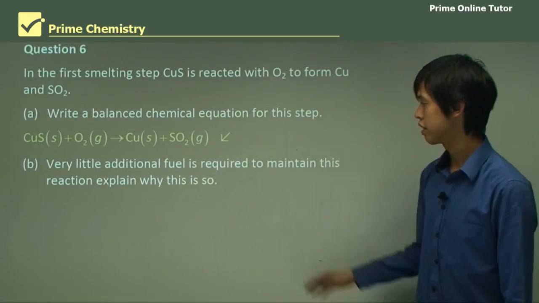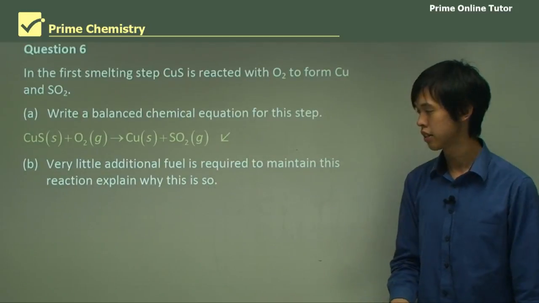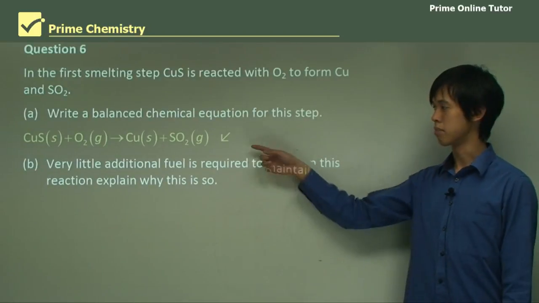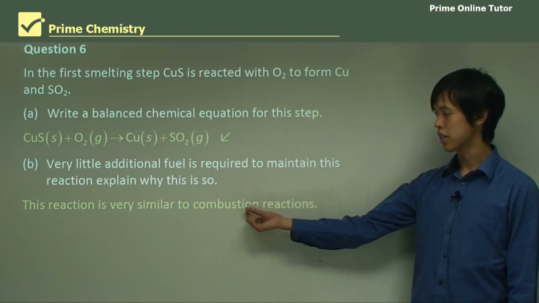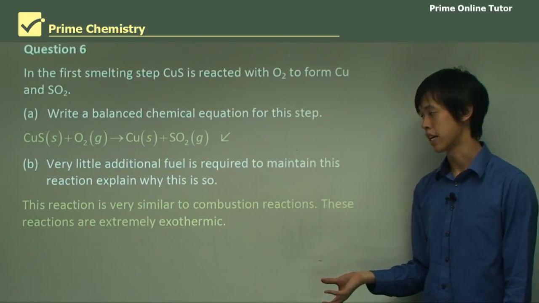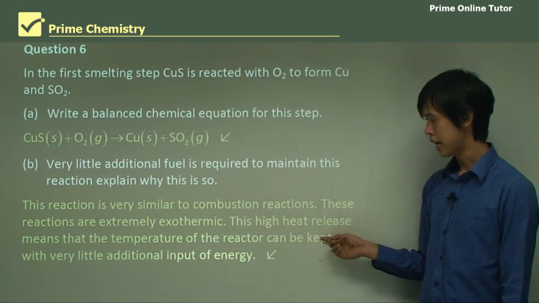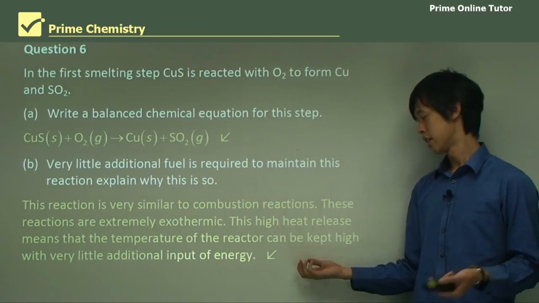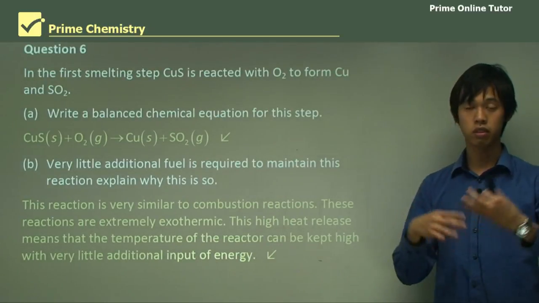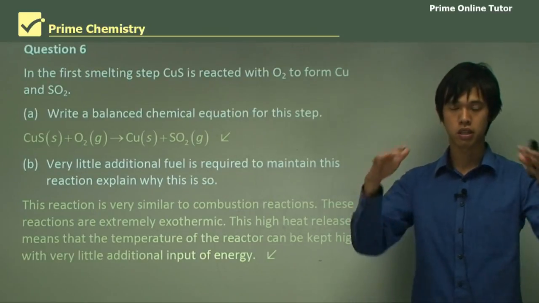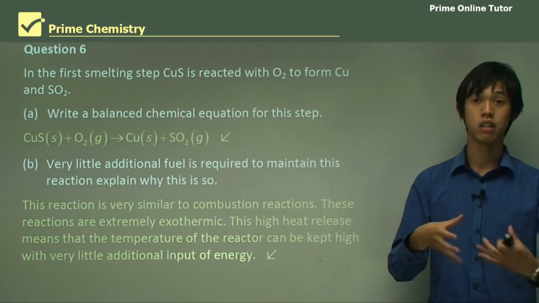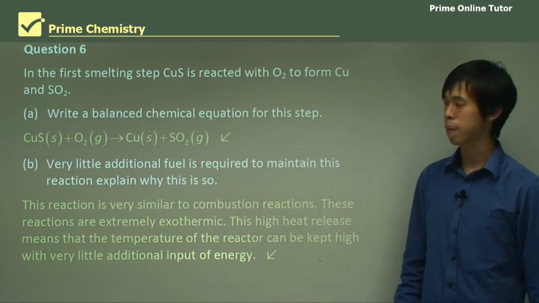Okay? So very little additional fuel is required to maintain this reaction. Explain why this is so. So how come we don't need to keep heating up, keep fueling this process? Well, this reaction is very similar to combustion reactions, and these reactions are extremely exothermic. So the high heat release means that the temperature of the reactor can be kept high with very little input of energy. So because each of these reactions is emitting heat, it can actually help keep the temperature up at a very high level without having to keep putting in more fuel because the energy is coming from this reaction anyway. Okay.